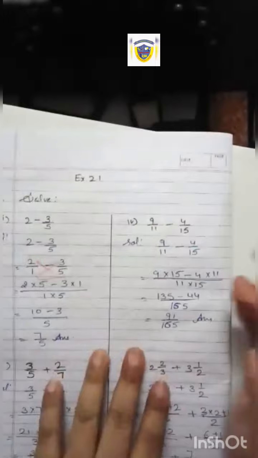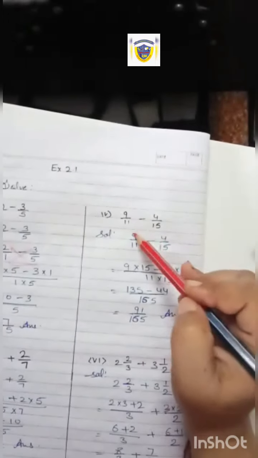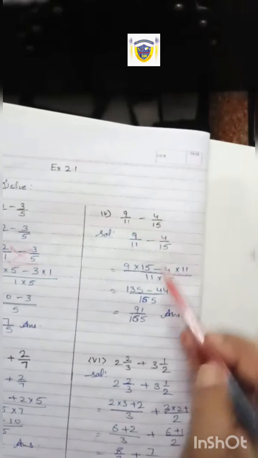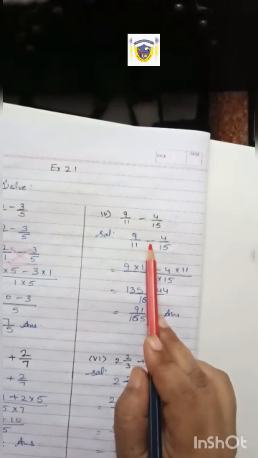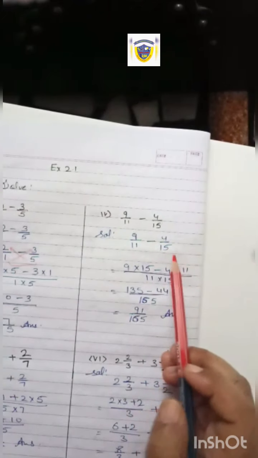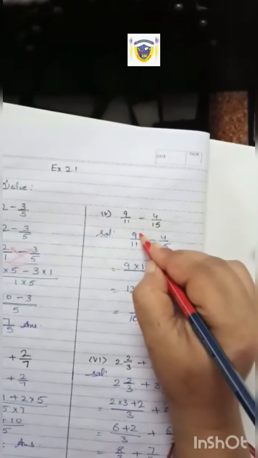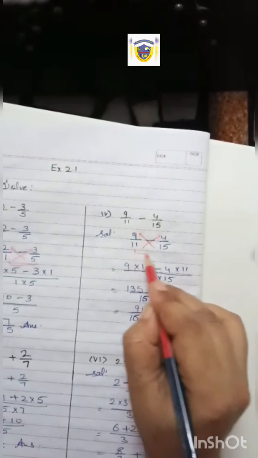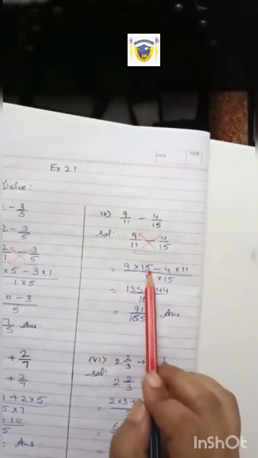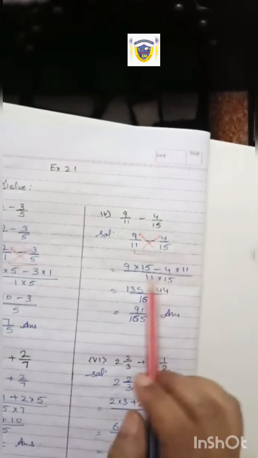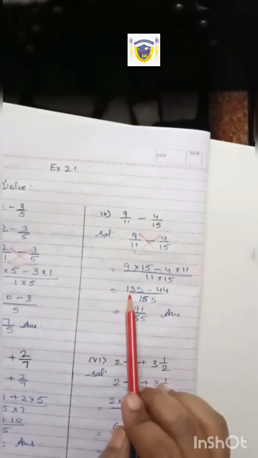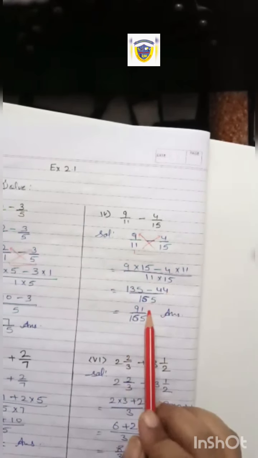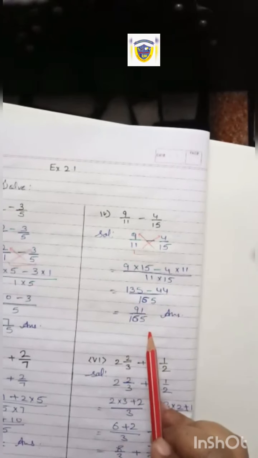Next we have 9 upon 11 minus 4 upon 15. Here the minus symbol is there. We will do subtraction here. Same way we will do the cross multiplication method. Multiply this to this and this to this and 11 to 15. 9 multiply 15 minus 4 multiply 11 upon 11 multiply 15. It's 135 minus 44 upon 165. Their subtraction is 91 upon 165.